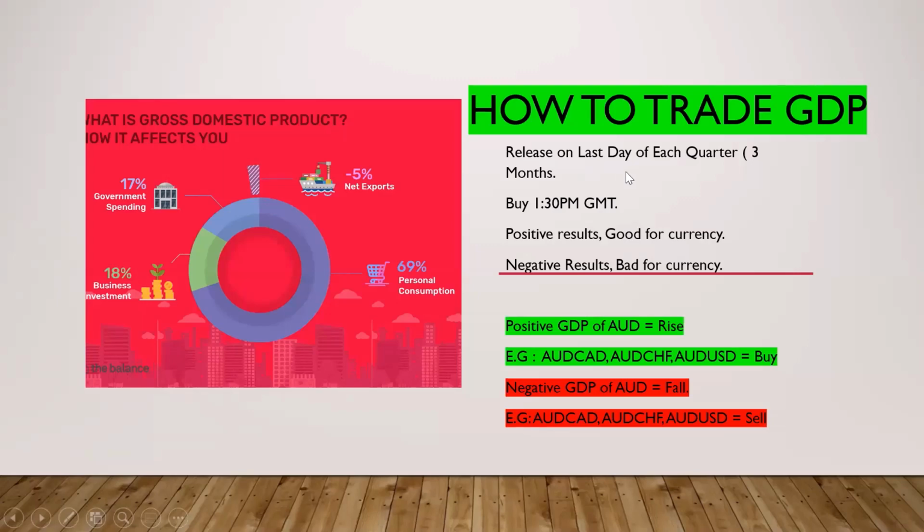So for all of us who come to our platform, when you go to the Forex calendar, you will see the date when GDP are released. For example, we are using the United States as a case study, US dollars. So GDP is released on the last day of each quarter. That's every 3 months. On the last day, the GDP of that country is possibly going to be released, and the time of the release is approximately 1:30 p.m. GMT.